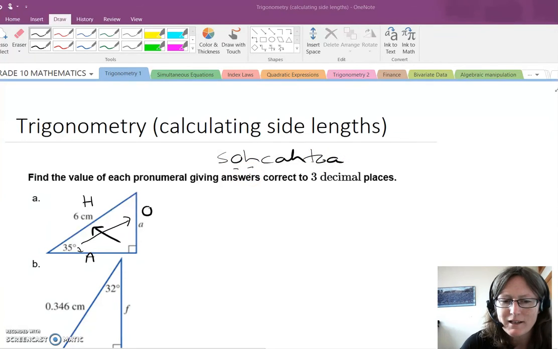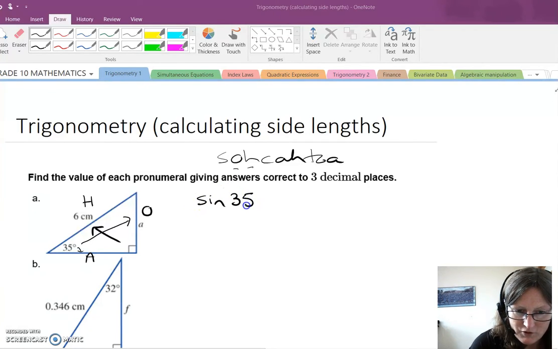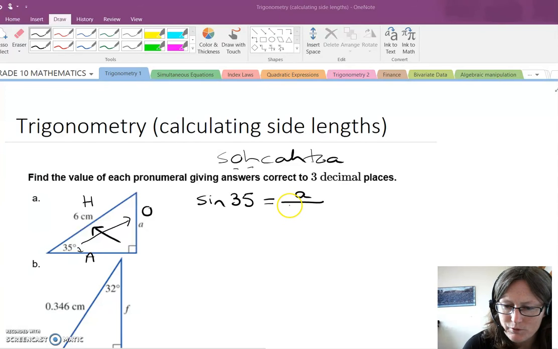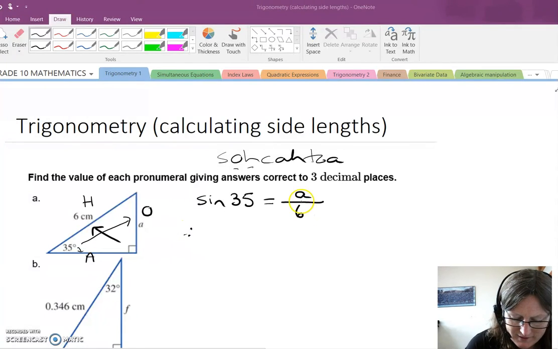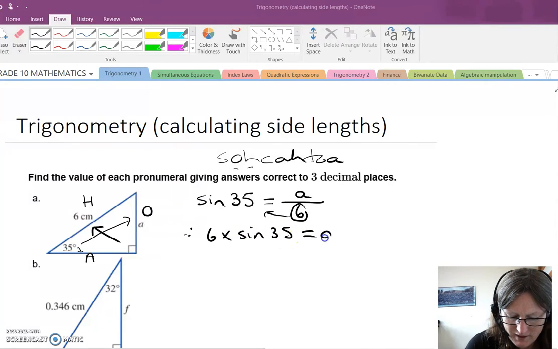So in this case, it is the sine ratio that we would use. So we write down the sine of the marked angle, which is 35, is equal to, on top of the ratio goes our opposite, which is A in this case, and on the bottom goes our hypotenuse, which is 6. Now this question wants us to actually find the value of A. So using our knowledge of equations, this is A divided by 6, so we bring the 6 over to the other side, and when we move sides we do the opposite. So we say 6 times by sine 35 is equal to A.